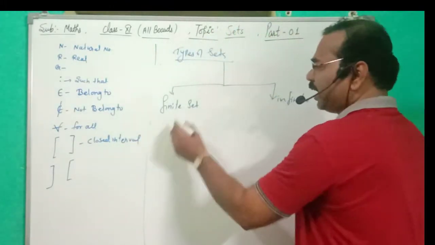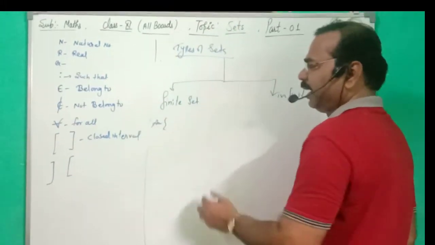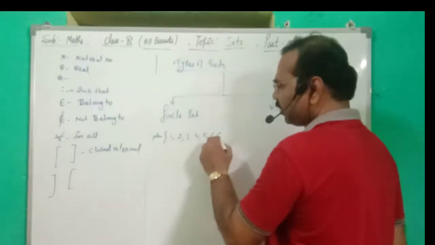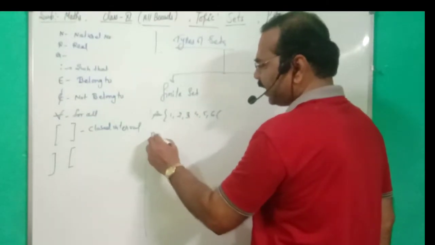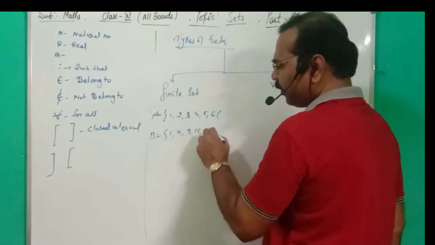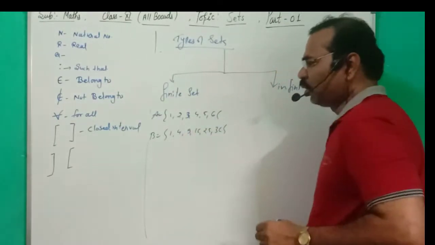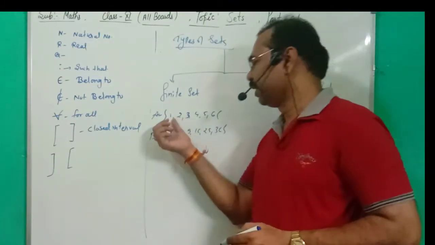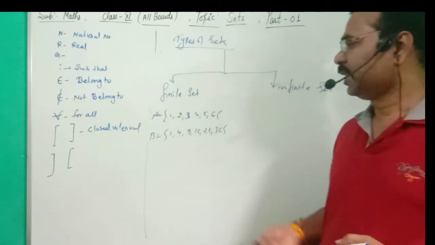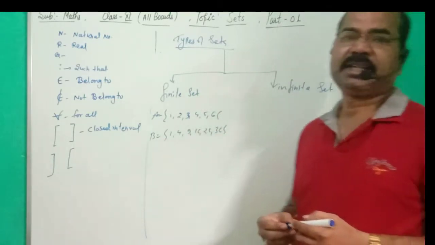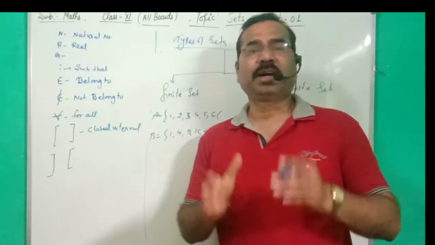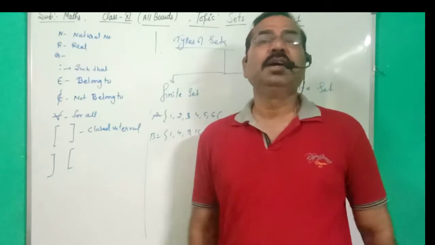For example, in finite sets we take set A: 1, 2, 3, 4, 5, 6. Or we can write another set B: 1, 4, 9, 16, 25, 36. Here all the elements are fixed. A starts from 1 up to 6, and here is the square of a natural number less than or equal to 6. That is called a finite set, where the elements are fixed.